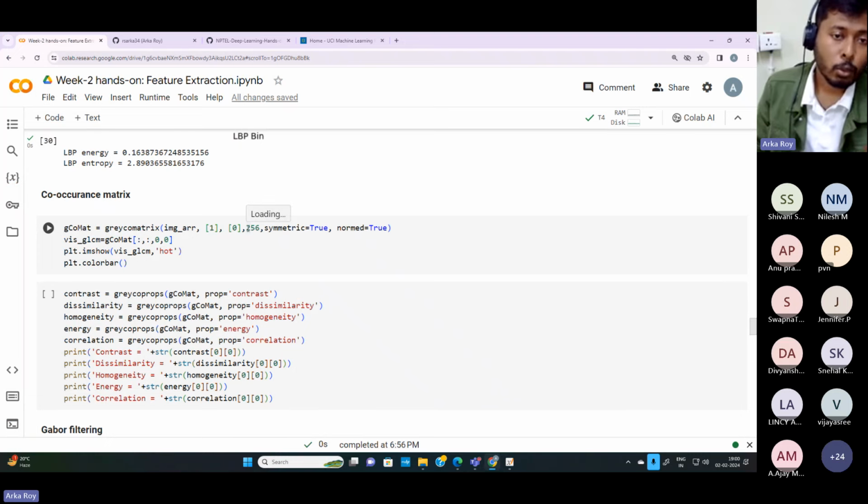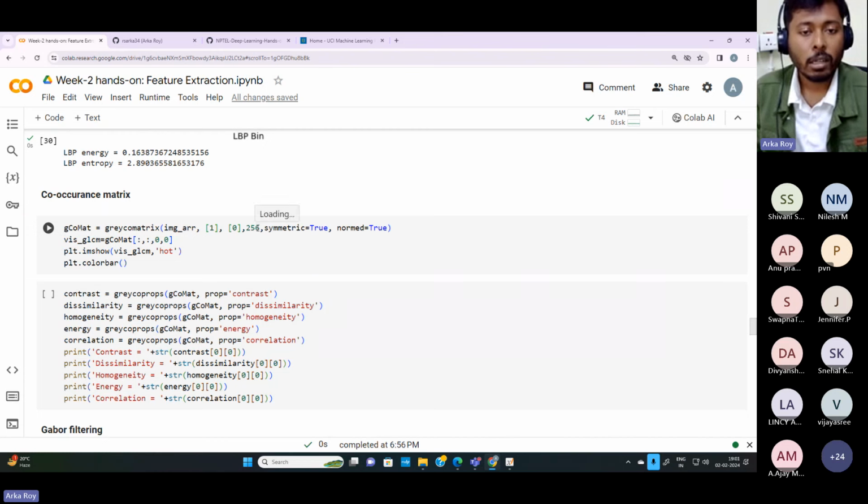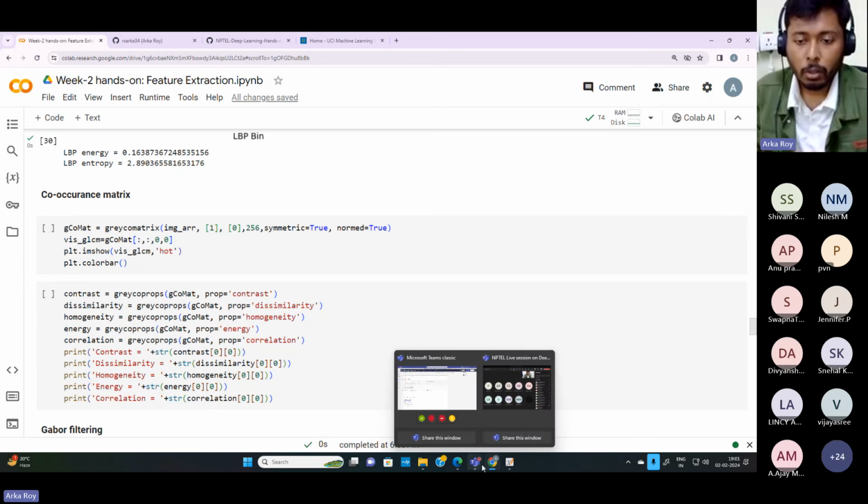Then 256 is basically your highest level of the pixel value. And if you want your gray level co-occurrence matrix to be symmetric, then you just need to give the command true. And if you want the gray occurrence matrix normalized, what do I mean by normalization?